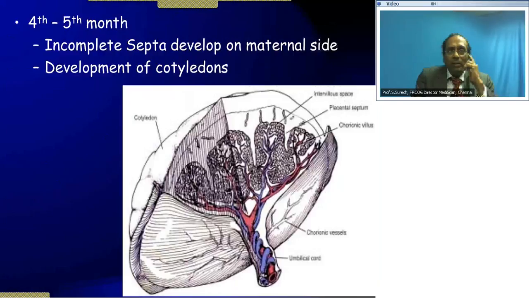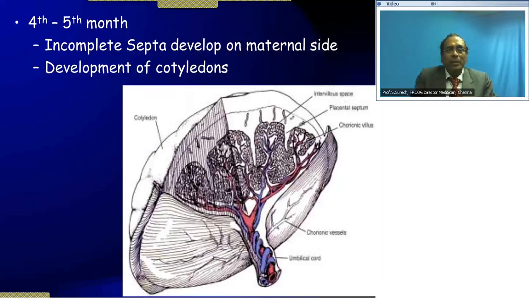Now, around the 4th or 5th month, incomplete septae develop on the maternal side. Here you can see a placental septum, and you can see the white area there. These incomplete septae give rise to the development of cotyledons of the placenta. So literally, that's why you can consider the placenta made up of multiple cotyledons, and these cotyledons become evident as the gestational age grows bigger and bigger.